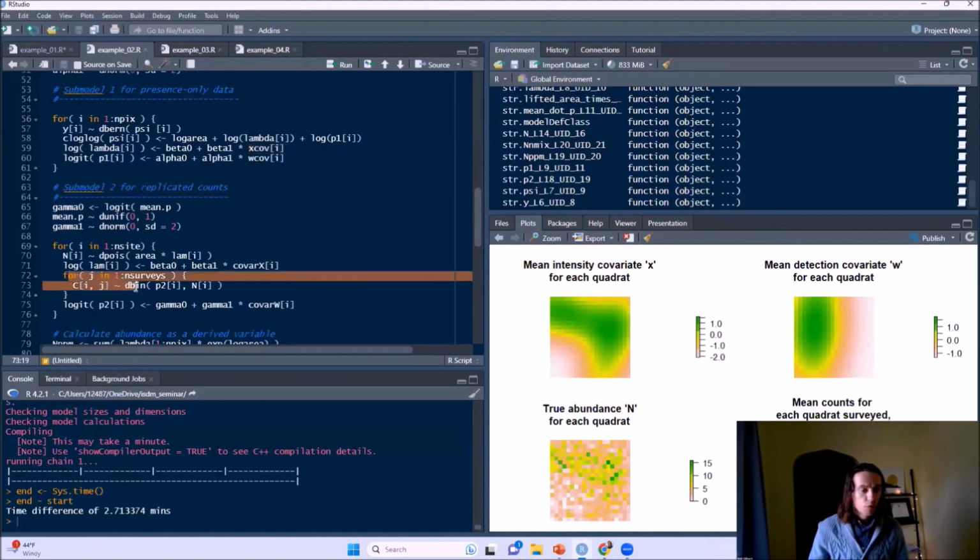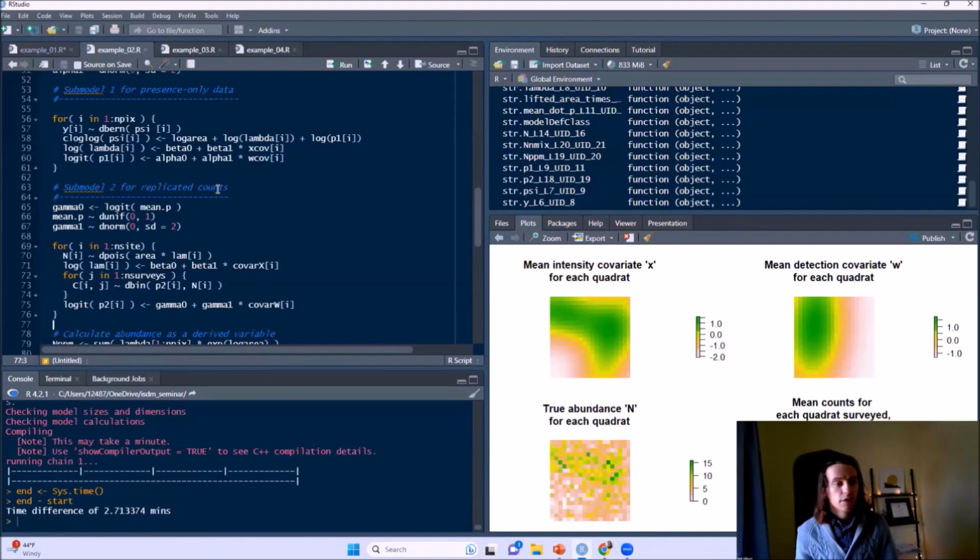And then last of all, we loop through our repeated surveys. We model our counts with the binomial distribution, where the number of trials is that latent abundance. And then we have this detection probability p2 here, and we have a model for that as well. The key thing to take away is we're making inference on this shared ecological pattern, the intensity of that point pattern across the landscape, and we have separate observation processes. So we're estimating this thinning probability here, which is different from this detection probability here.